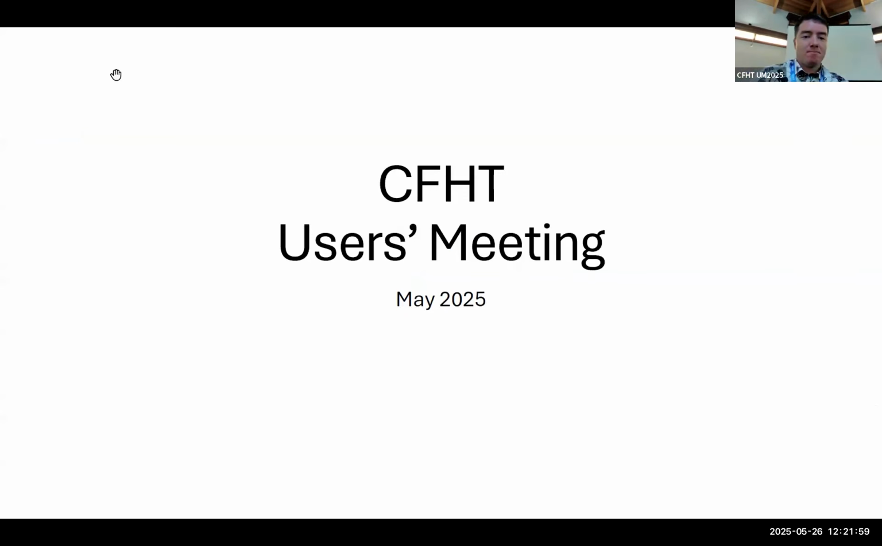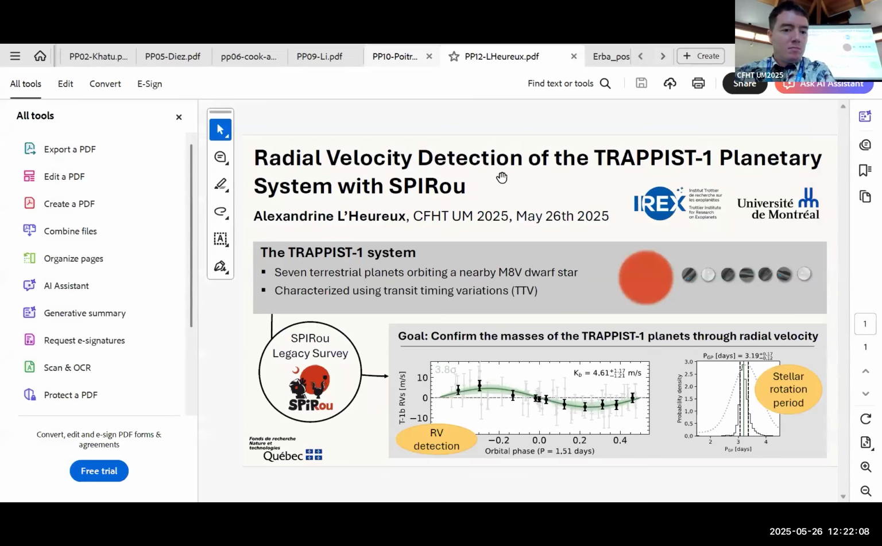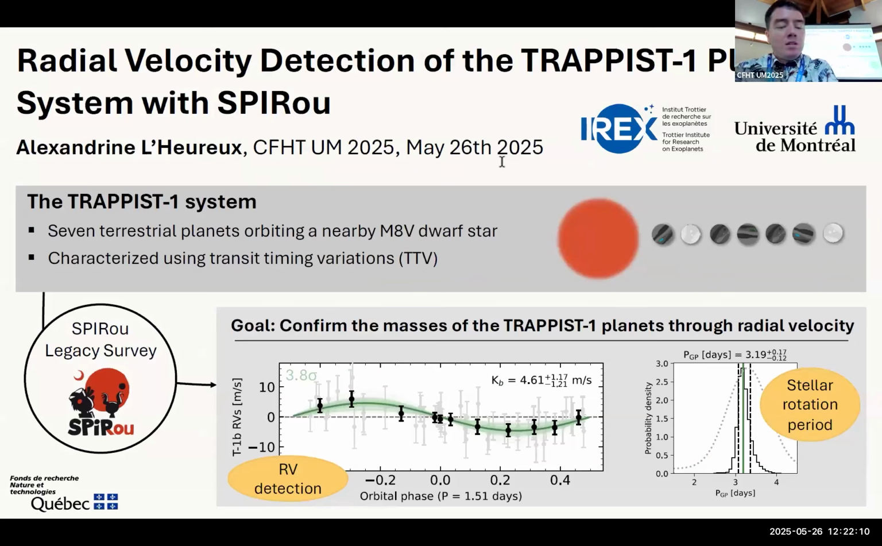Hi, everyone. My name is Alexandrine Lheureux. I'm a PhD candidate at the University of Montreal. This week, I'll be presenting some very exciting results from the SPIRou Legacy Survey. We followed up with radial velocity the TRAPPIST-1 system, which is very famous for its 7 terrestrial planets in orbit around an M8 dwarf star. And with SPIRou, we were able to obtain the first radial velocity detection for that system, confirming the masses that were previously inferred only from TTVs. So if you're interested in TRAPPIST-1 or radial velocity or SPIRou, you can come find me at poster 12.